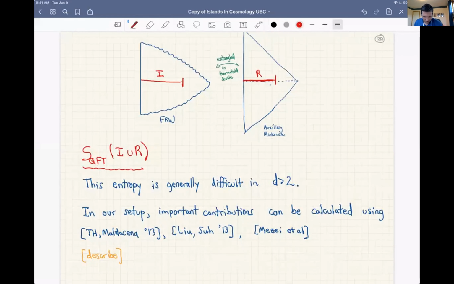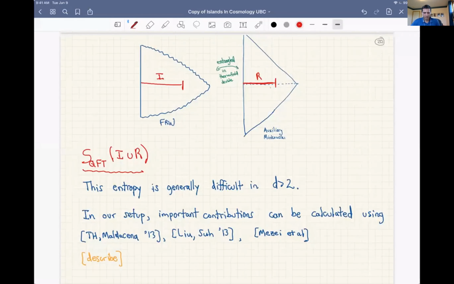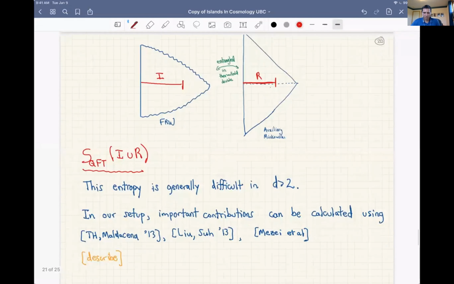In our setup, the important contributions can be calculated mostly. It depends on the exact details of where you put region R. But the important contributions can be calculated using a formalism that was developed previously for studying entanglement entropy in quantum quenches. If we didn't use FRW, and just had two Minkowski spaces in the thermofield double state, then this is a setup that's been studied in great detail. It's like the two sides of the eternal black hole, with entanglement across the two sides. There are methods for doing those calculations in holographic theories, and there are universal results in any quantum field theory or CFT in certain regimes. That allows us to calculate the derivatives that we need in order to find the quantum extremal surfaces explicitly.